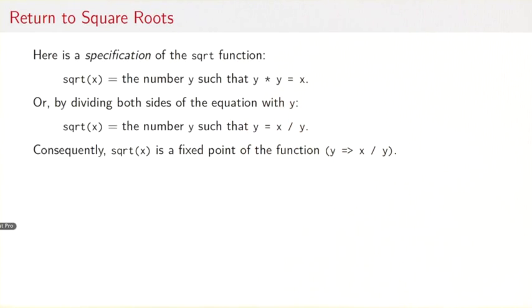Now we can do just some simple algebraic manipulation. So we divide both sides of this equation by y. So we get: the square root of x is the number y such that y equals x divided by y. But what that means is that the square root of x is the fixed point of the function y to x over y, because if you put y in and you get x over y, and x over y is the same as y, then that equation is satisfied. So a solution of the equation is the same as a fixed point of this function here.